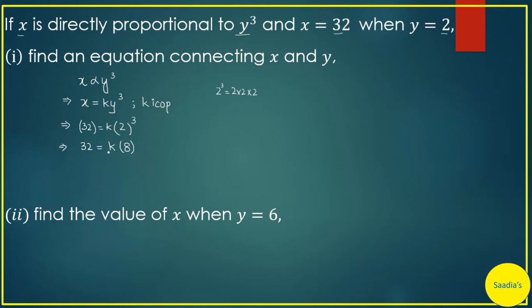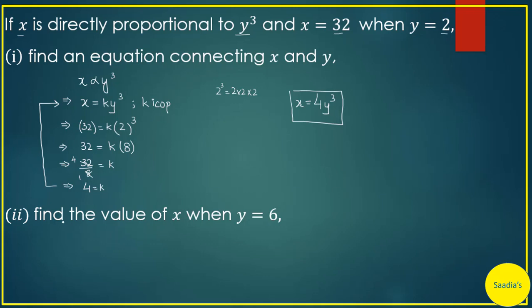Now we need to find the value of k. With k, 8 is being multiplied. When it goes to the other side, it will be divided. 8 ones are 8, 8 fours are 32. So 4 is equal to k. The value of k is 4. So substitute this value in the equation. X is equal to 4y cube. So this is the equation which is connecting x and y. This is an equation which gives the relationship between x and y.